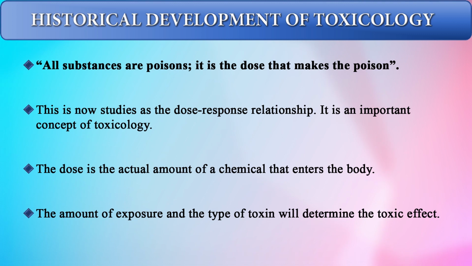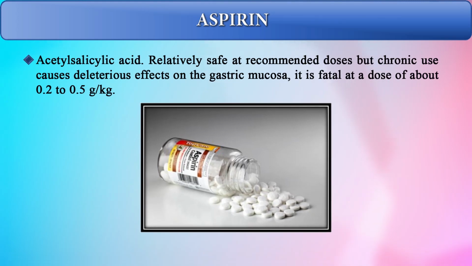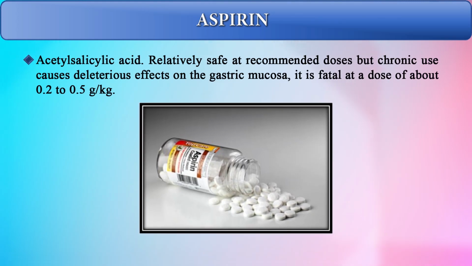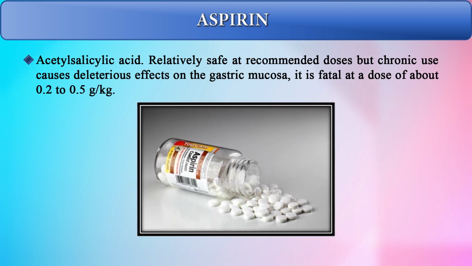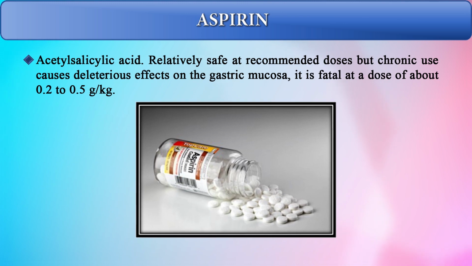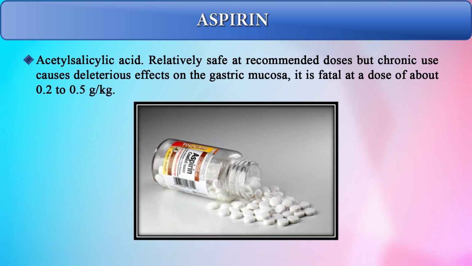The dose is the actual amount of a chemical which is entering the human body. Now, the amount of exposure and the type of toxin will also determine the toxic effect. So, let us take the example of the medicine or the therapeutic drug aspirin, also known as acetylsalicylic acid. This is relatively safe at recommended doses, but chronic use causes deleterious effects on the gastric mucosa, and it is also fatal at about 0.2 to 0.5 gram per kg.